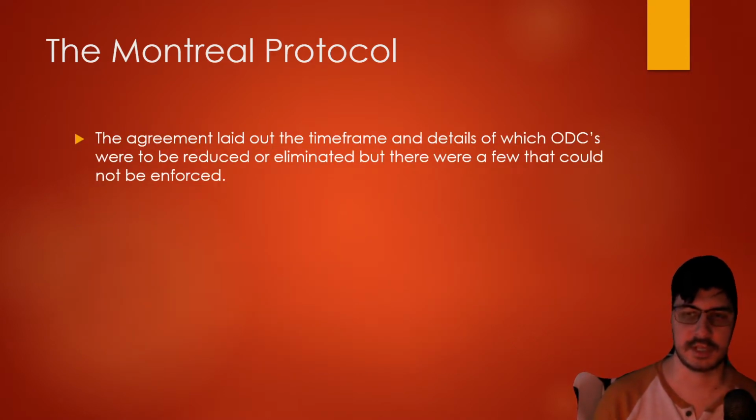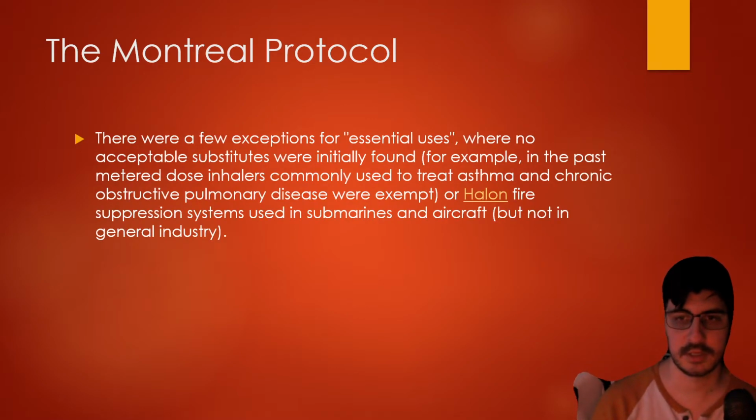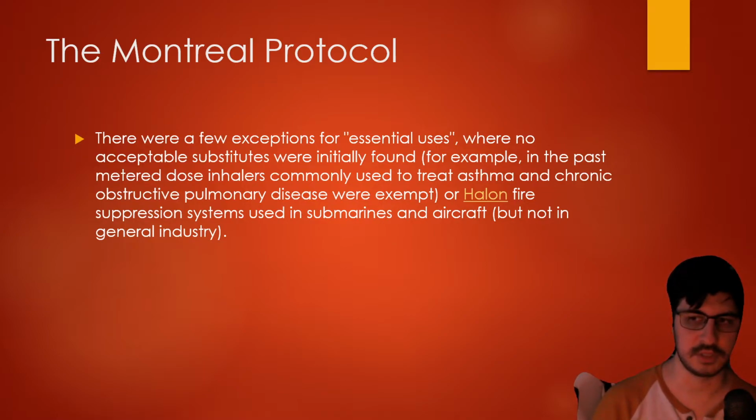The agreement, as I said, laid out the time frame and details of which these ODCs were to be reduced or eliminated, but there were a few that could not be enforced at the time. So why not? A couple of them were deemed essential uses, where there was no acceptable substitute initially found. So there's a couple examples here. In the past, metered dose inhalers, commonly used to treat asthma and chronic obstructive pulmonary disease, these were obviously exempt until we found an acceptable substitute. Also, there was halon fire suppression systems used in submarines and aircraft.